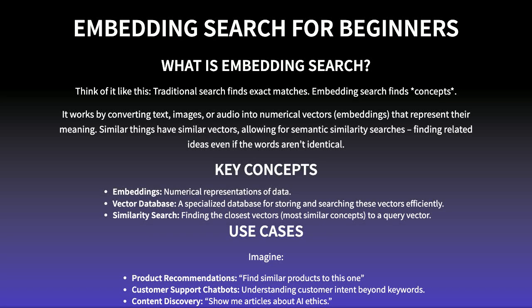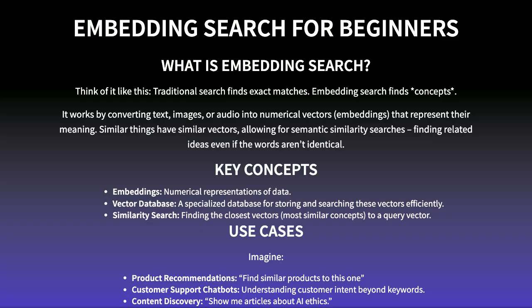Okay, let's talk about embedding search. It's a really exciting way to find information that goes beyond simple keyword matches. Basically, instead of looking for exact words, we're capturing the meaning behind them. We do this by creating something called embeddings, which are just numbers representing data like text or images. These numbers allow us to measure how similar different pieces of content actually are.